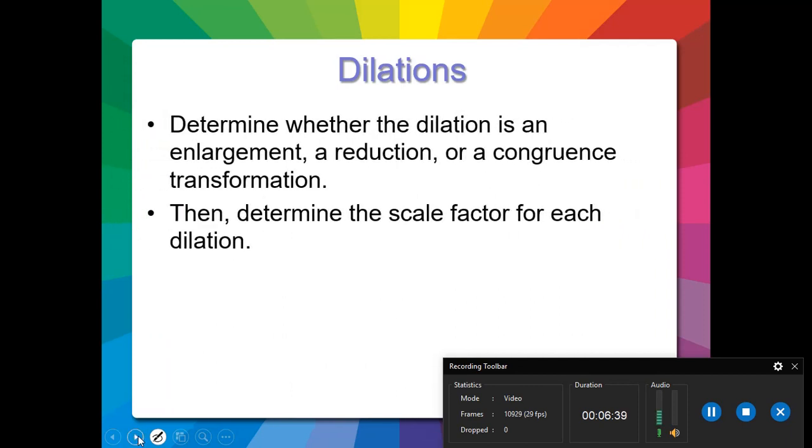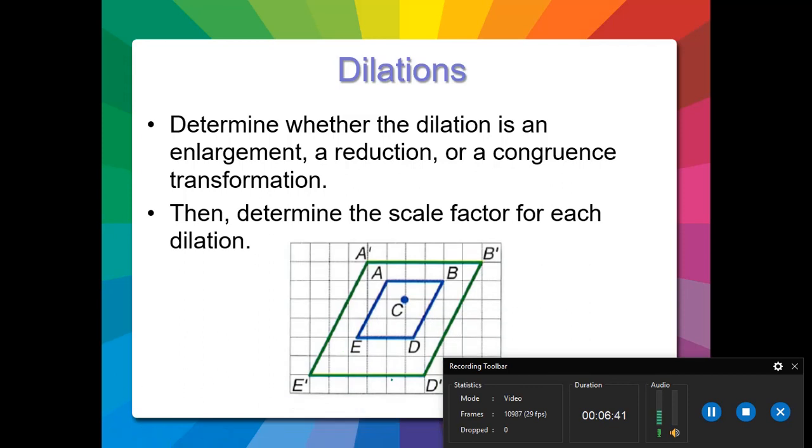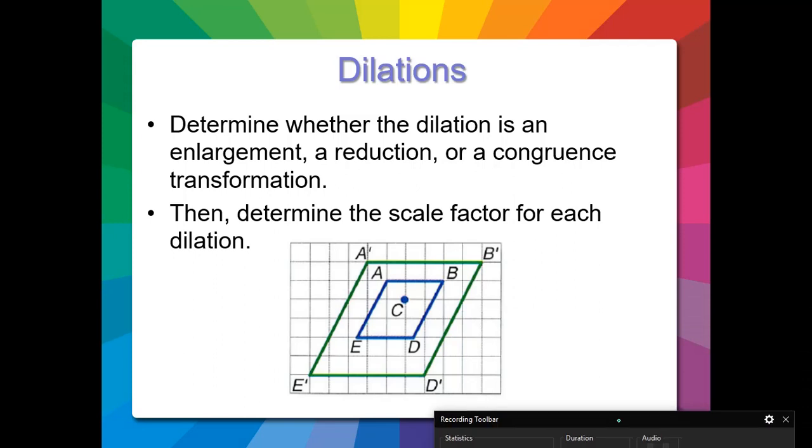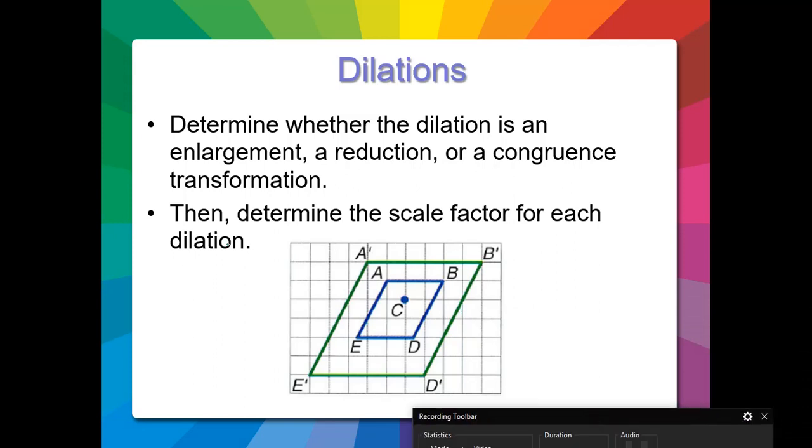So with this image, we're going to determine if it was an enlargement, a reduction, or a congruence transformation, and then we're going to determine the scale factor. So we started with the blue figure, and we created now the green figure. The green figure has prime notation, so I know that this was an enlargement. When you represent the scale, that should also provide an enlargement.